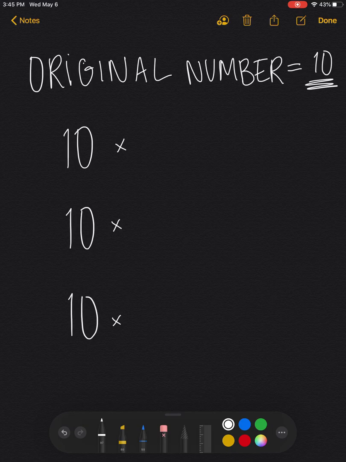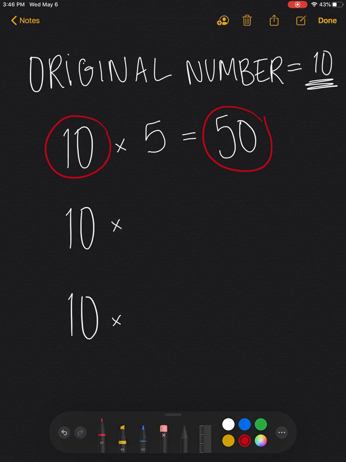So when we multiply 10, our original number, by a whole number, say 5, we get 50. How does my answer compare to my original number? Is it greater than or less than my original? It's greater. So we get an answer that is greater when we multiply by a whole number.